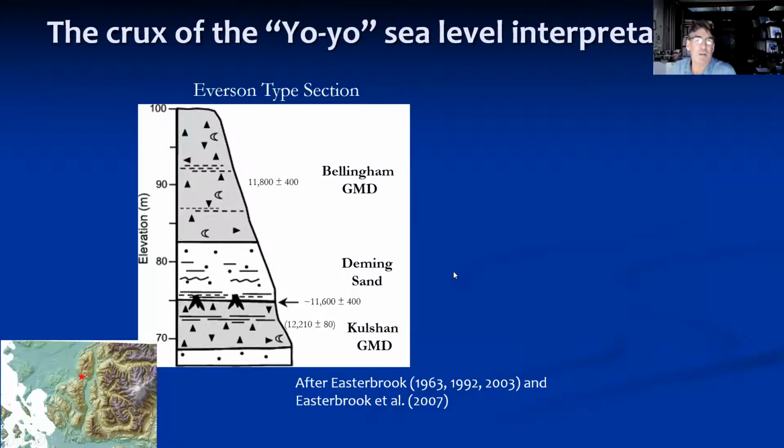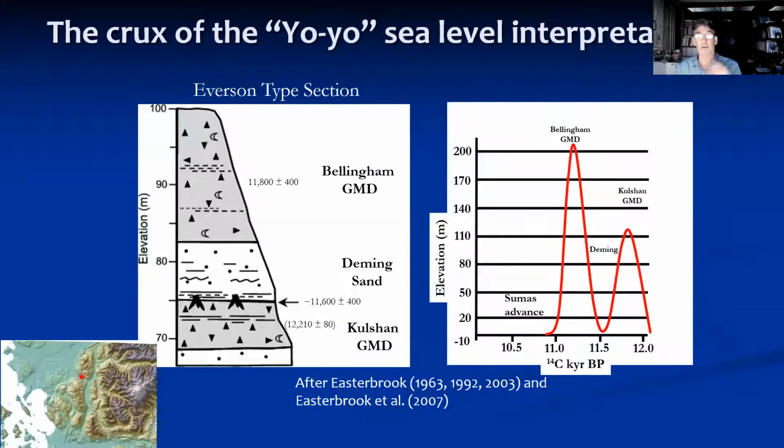So let's get back to the crux of the yo-yo sea level interpretation, that we've got not just one sea level high stand and low stand. According to the yo-yo interpretation, Easterbrook's interpretation, we've got two marine deposits separated by a subaerial fluvial deposit. And if valid, and these things go up to about 100 meters above sea level, plus some extra to go over the top of this, you come up with this idea that, okay, sea level has to go up and down in this really rapid fashion in about 1,000 years.